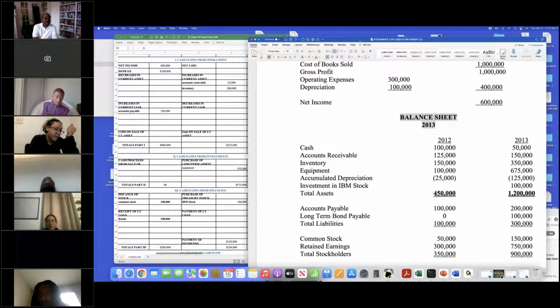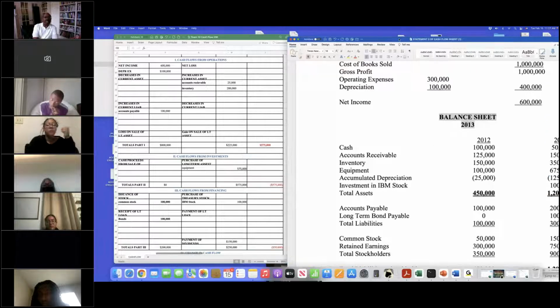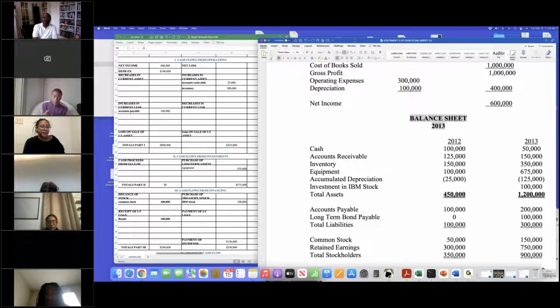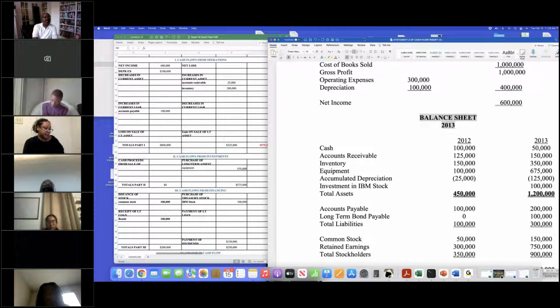Well, I'll take your word for it. All right. Then we did the changes in all these other accounts. Receivables next. What did receivables do? Increased by 25,000. So what side is that going to go on? You're right. All right. What did inventory do?